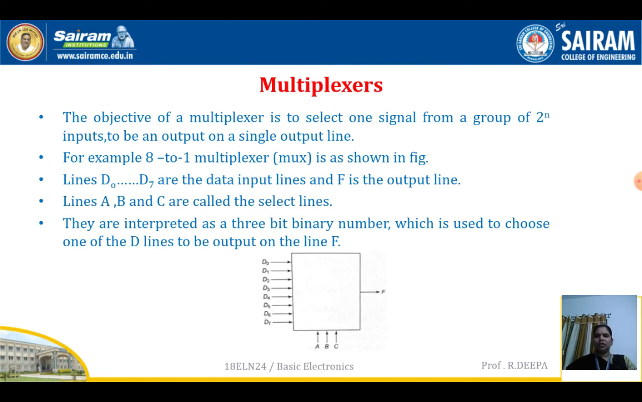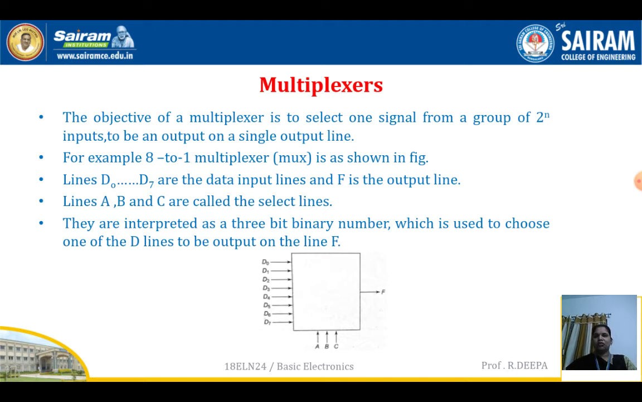What is a multiplexer? Suppose you have a large number of data inputs and you need to pick a single data; you can make use of a multiplexer. The objective of a multiplexer is to select one signal from a group of 2^n inputs to be an output on a single output line. That is, multiple inputs, single output line.